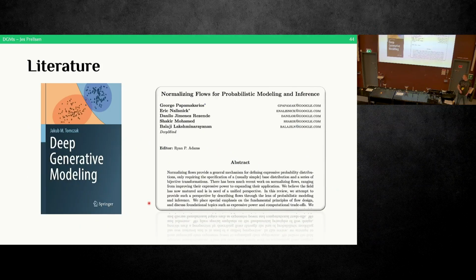All right, so I just want to mention that for literature on flows, I would also recommend Jakub's book here, and I would definitely also recommend this review by these guys from DeepMind on normalizing flows for probabilistic modeling. The reason why I'm mentioning it now is that I'm following the notation of this paper. So if you want a reference for the rest of this lecture, then go look in this paper here.